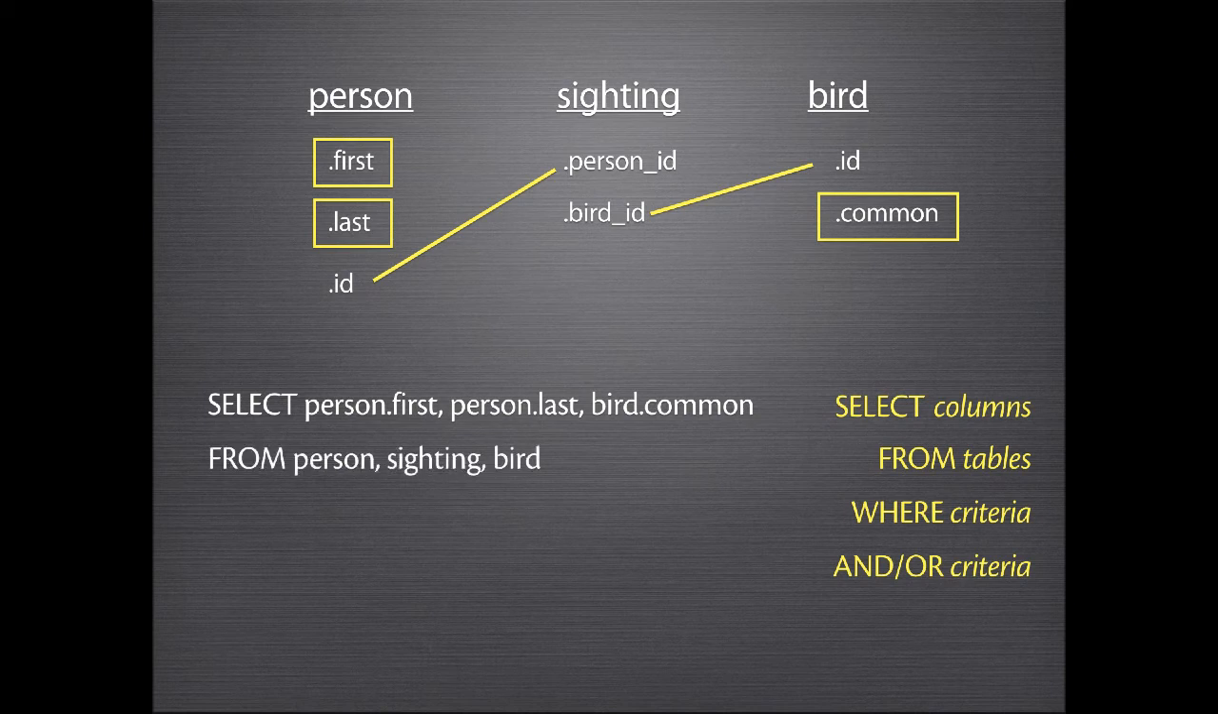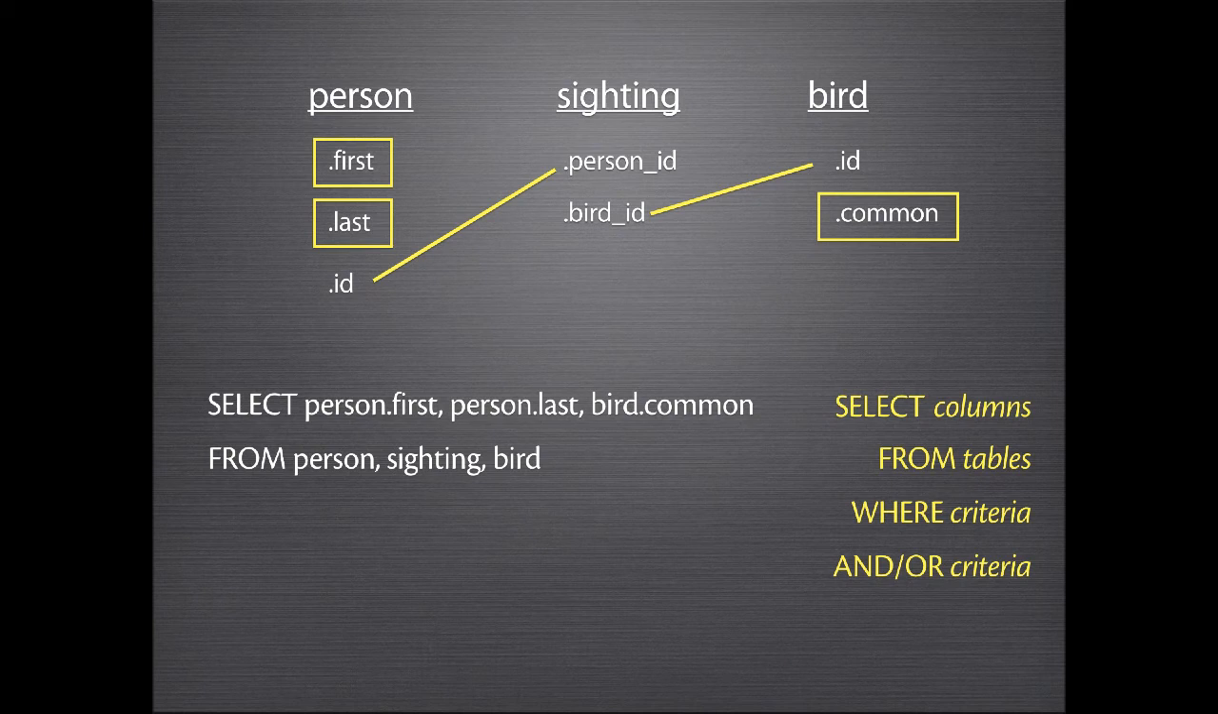Now, I need all 3 of those tables in order to jump from the island of person to the island of bird. I can't get from person to bird directly. I have to go through the sighting table. That's the only path through the forest that I have. So I need all 3 tables in my from clause, and I can just separate those with commas. So from person, comma sighting, comma bird.